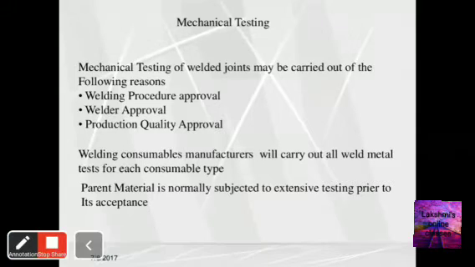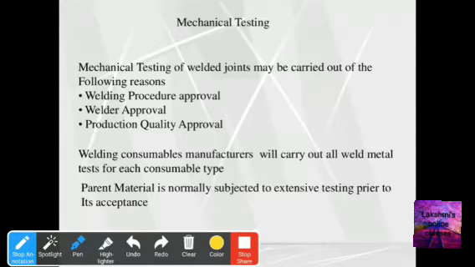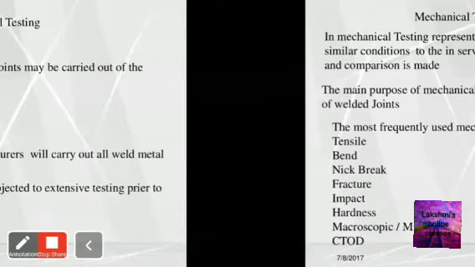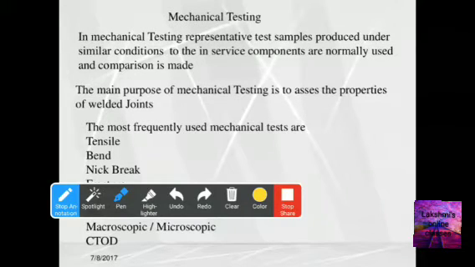Welding consumables manufacturers will carry out all-weld-metal tests for each consumable type, and parent metal is normally subjected to extensive testing prior to its acceptance, right? So this is about the reasons for mechanical testing. Now the types of testing. In mechanical testing, representative test samples produced under similar conditions to the in-service components are normally used, and a comparison is made. The main purpose of mechanical testing is to assess the properties of weld joints.